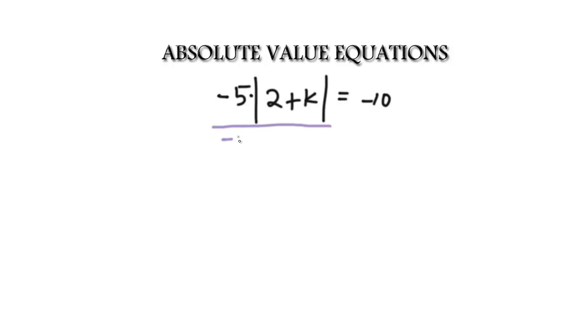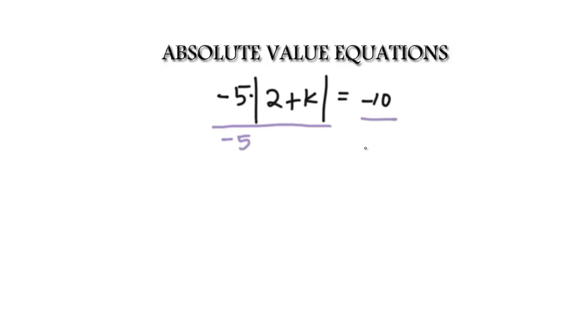Alright, let's try this problem here. Let's say we have negative 5 outside of the absolute value symbol, and then we have 2 plus k, and that's equal to negative 10. So we have a negative 5 times the absolute value of 2 plus k. I want to get rid of this negative 5 first. Don't make the mistake of adding 5, because the relationship between negative 5 and the stuff inside the absolute value symbol, 2 plus k, is multiplication. See the little dot there? So we have to do the opposite, so we have to divide by negative 5.